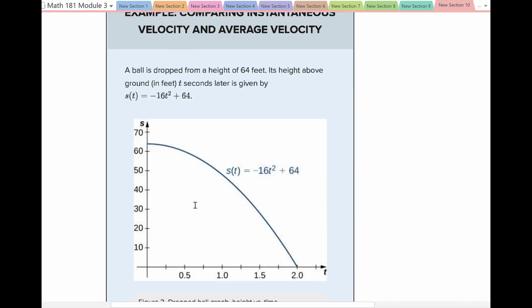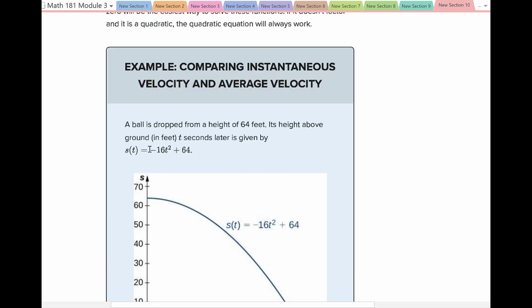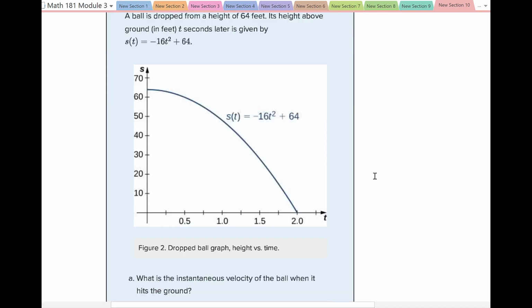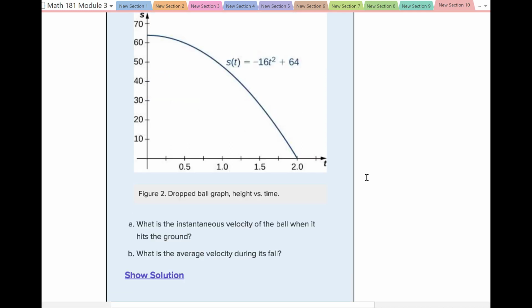Okay, so in this first one, it says a ball is dropped from a height of 64 feet. Its height above the ground in feet t seconds later is given by S of t equals negative 16t squared plus 64. So here's a nice graph of it. And we're supposed to figure out the instantaneous velocity of the ball when it hits the ground, and what is the average velocity during its fall.